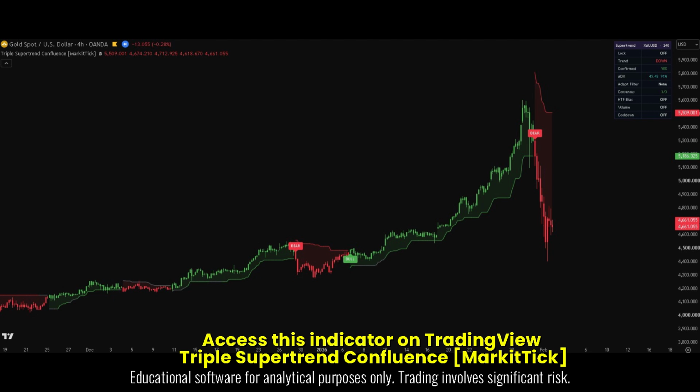The construction of ATR-based risk frameworks using R multiple reward tiers. How JSON alert payloads are structured for webhook automation studies.